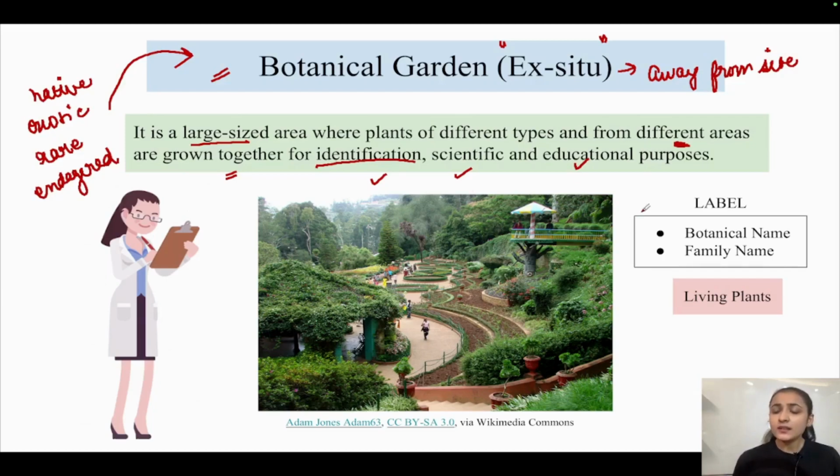All right. Each plant in a botanical garden contains a label which contains the botanical name and the family name. Okay, these two things are present on the labels of plants growing in a botanical garden. And in a botanical garden, all the plants are living because they are being grown here. They are not being preserved by putting them in some preservative solutions. They are just being grown and given the environment where they can flourish. So living plants are present in a botanical garden.